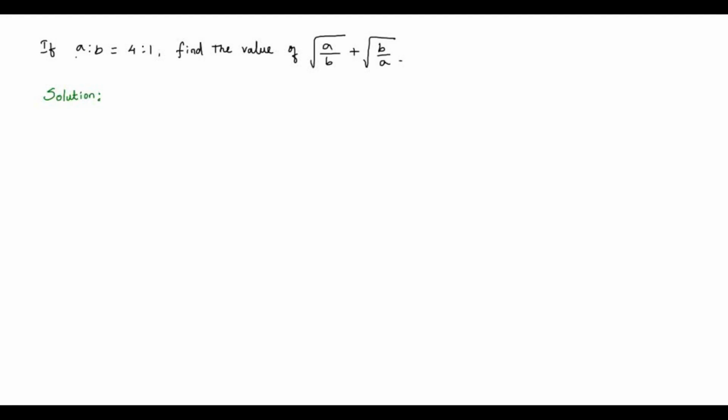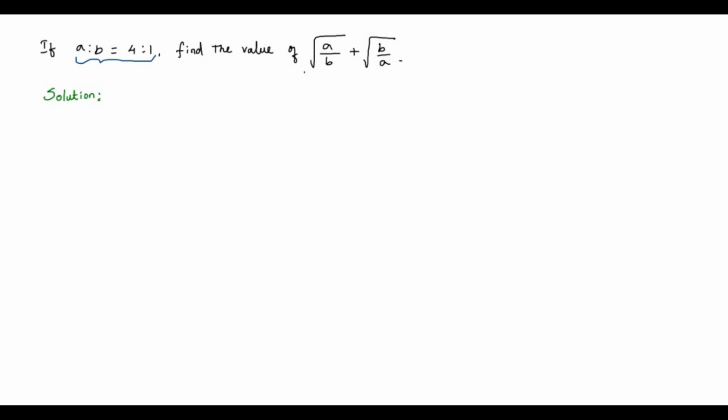Okay, here we have a problem on proportion. That is, if a is to b is equal to 4 is to 1, find the value of square root of a by b plus square root of b by a. Okay, here two ratios are equal, so it's proportion.